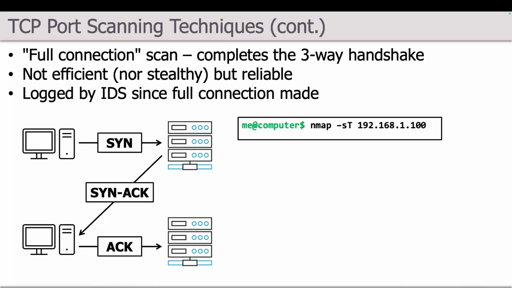In this case, we think of the full connection scan as being not stealthy, because it would be logged by basically anything that logs any kind of real network traffic. You would see it in your Wireshark. You would see it in any kind of intrusion detection system that, yes, this other host connected to this machine on your network, and it completed the connection.